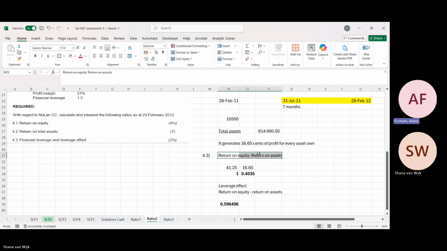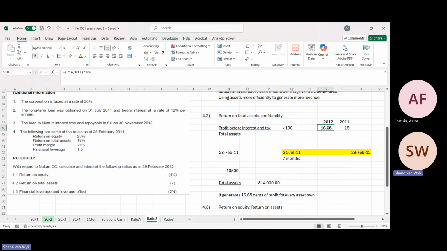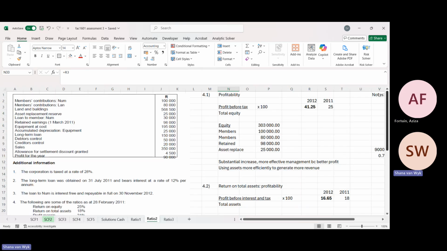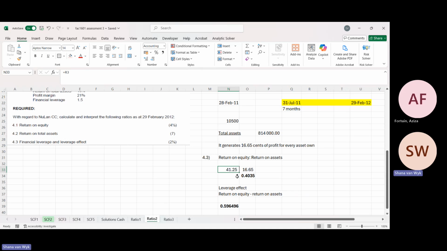Did you take your return on assets? How much did you get on the return on assets? The return on assets was 16.65%. Sorry, return on equity. What was your return on equity? 41.25%. So then I divided 41.25% by 16.65%. Oh, 2.4. So I must divide it by the small one.